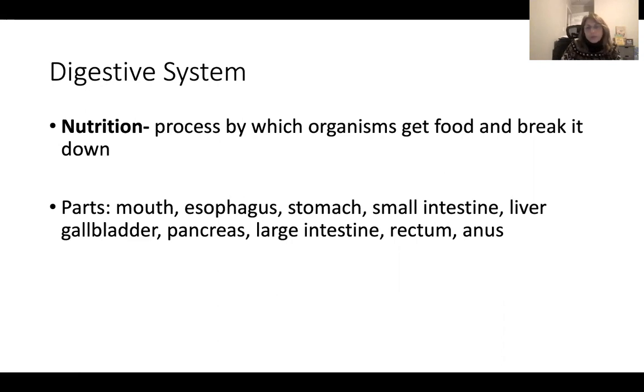Our digestive system is our nutrition. It's where our food gets broken down. We have our mouth, esophagus, stomach, small and large intestine, the rectum and the anus as our tube that our food follows a path through. Then we have what we call our accessory organs, the liver, gallbladder, and pancreas, which secrete enzymes and chemicals into our system that help us to digest our food.